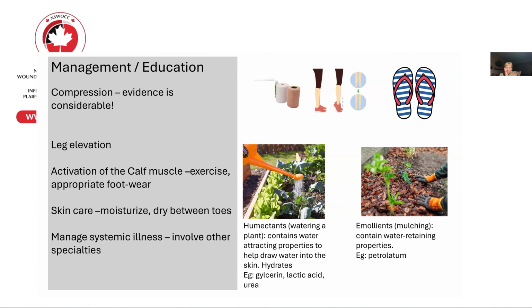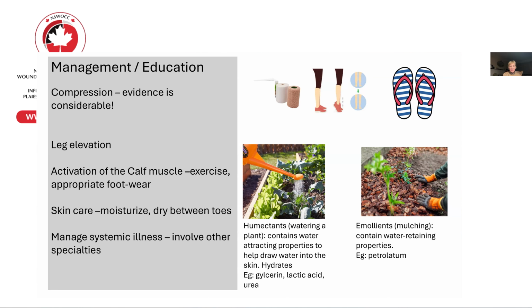Okay, so management. Management involves education. And I think one of the things that we can all do, and I think everybody on this call remembers, is that there's lots we can do at the bedside. And one of the most important things I think is to educate your patients. And this should evolve over many visits. Compression evidence is considerable. I think we all know that. Leg elevation. This should be reinforced.